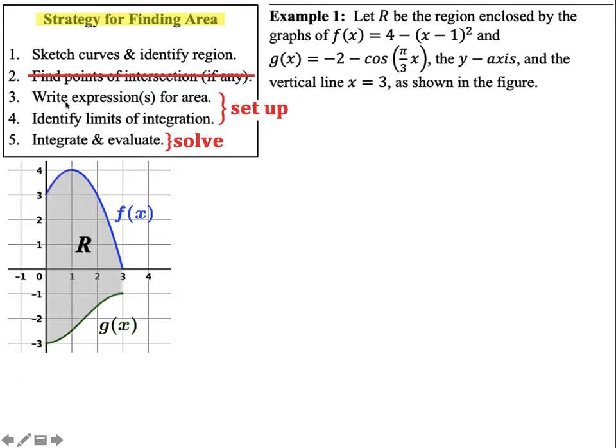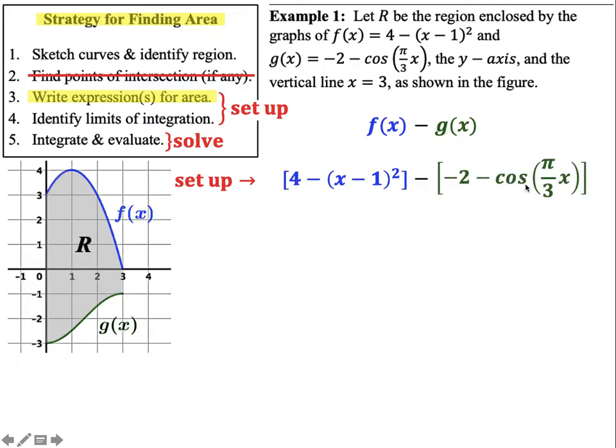So let's go for the setup here. Write an expression for the area. So we know that f of x is the big function, so it's the top function. So the expression is going to be f of x minus g of x. So that's the expression for the area between those two functions. And then we know that we have to then identify the limits of the integration. So we're going to plug in f of x. We're going to subtract g of x.